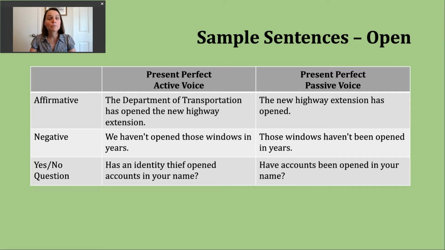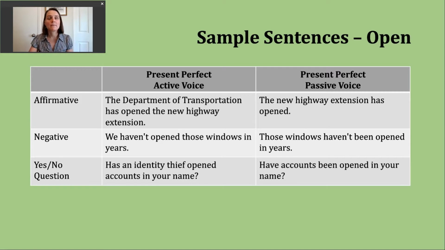So with all that in mind, now let's use our verb of the day, open, in the present perfect. And we'll do two sentences, one in active voice, one in passive. These sentences are going to be communicating the same ideas. I just wanted you to have examples of the difference between active and passive. So in the first sentence here, the Department of Transportation has opened the new highway extension.